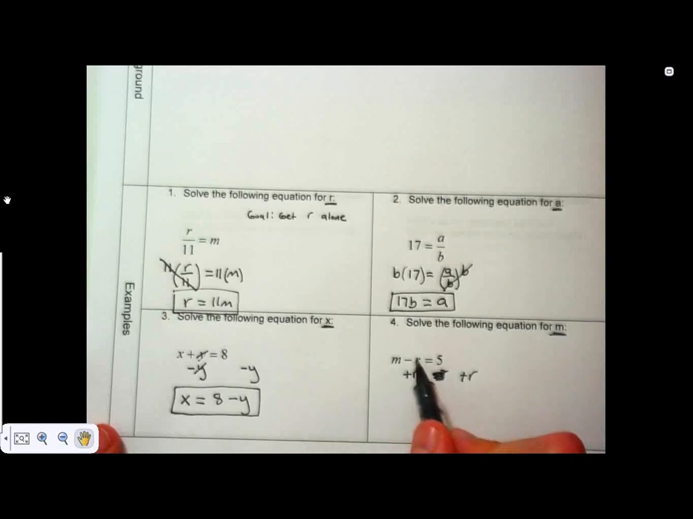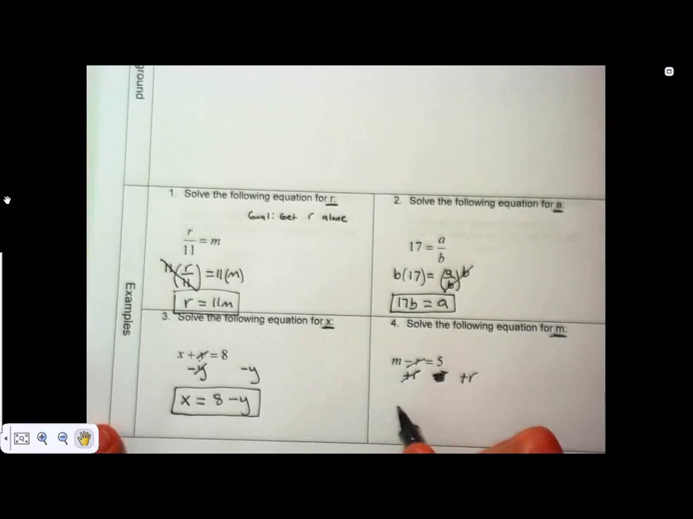So we've got minus r plus r. Those will cancel and make 0. Then all that's left on the left-hand side is m. On the right-hand side, we've got 5 plus r. So now m is all alone, and on the right-hand side, we have an expression. So mission accomplished.